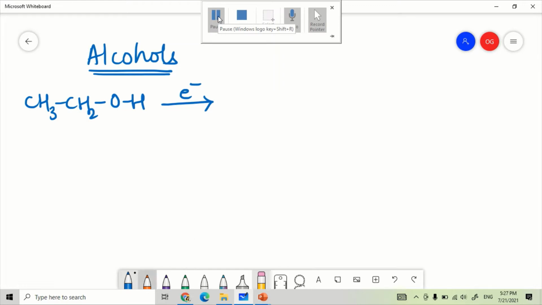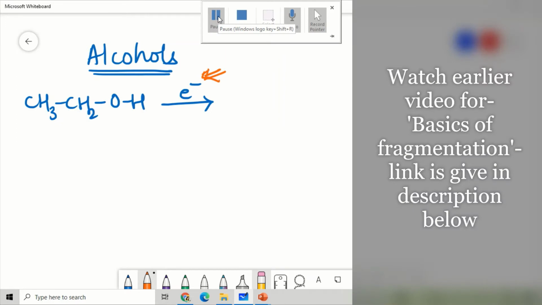Why am I writing this electron? Because this electron represents the highly energetic electron beam which is bombarded on this sample. During this collision one of the loosely bound electrons from the sample is knocked off, and that electron deficiency on the sample we show by charge.